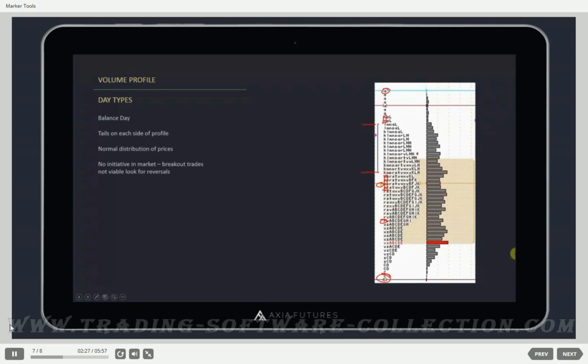Likewise, on a balanced day, getting involved in this area, in value, is quite a dangerous game. It's very easy for the market to move higher from value, and it's very easy for the market to move lower. So staying out of there, being patient for these reversal and contrarian type trades is definitely advisable on a balanced type day. So let's move on.